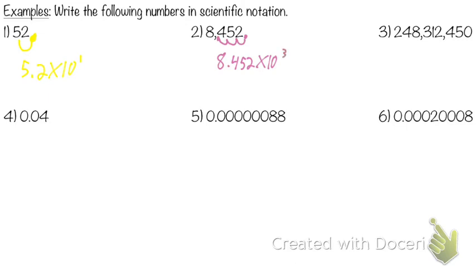Now how many spots did we move the decimal? 3. Now when we ask the question, do we make this positive or negative, I'm going to ask myself again, did I make my actual number bigger or smaller? The actual number got smaller, so what happened to my exponent? It got bigger, positive 3.